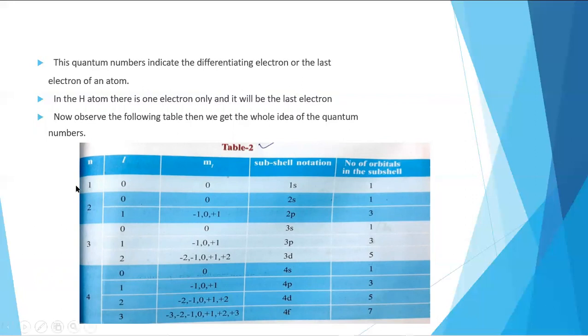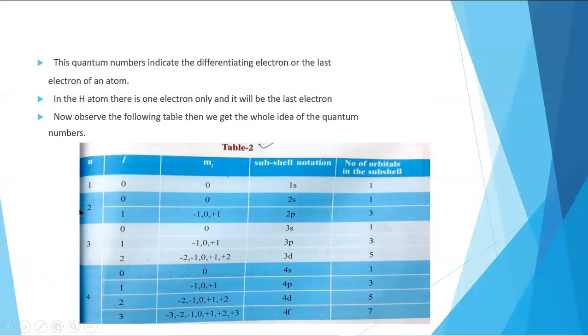See children, here n equal to 1, the L value will be 0 and the ml value will be 0. There is only one s orbital, and the number of orbitals in the subshell will be 1. If we take n equal to 2, the value of L equal to 0 and 1. So the ml value will be 0 for the s orbital, and for the 2p subshell it will be minus 1, 0, plus 1. In the p subshell there will be 3 orbitals.